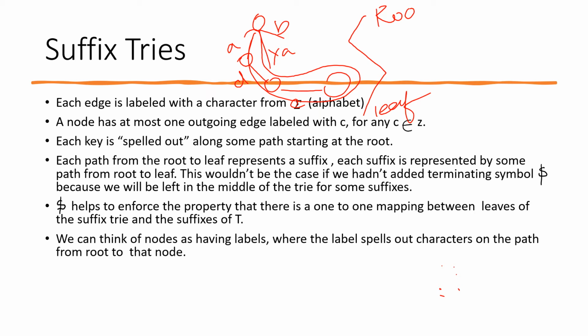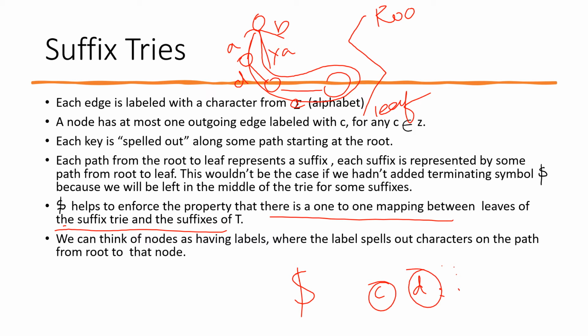Now I'm explaining the importance of the terminating symbol. It helps to enforce the property that there is a one-to-one mapping between the leaves and the suffixes in the suffix trie. The terminating symbol can be anything, C or D, but we have to make sure it is not repeated and does not appear anywhere in the text. So if the text is A, B, D, E, these four can't be used as terminating symbols. C or F can be a terminating symbol. These are the basic rules about suffix tries.